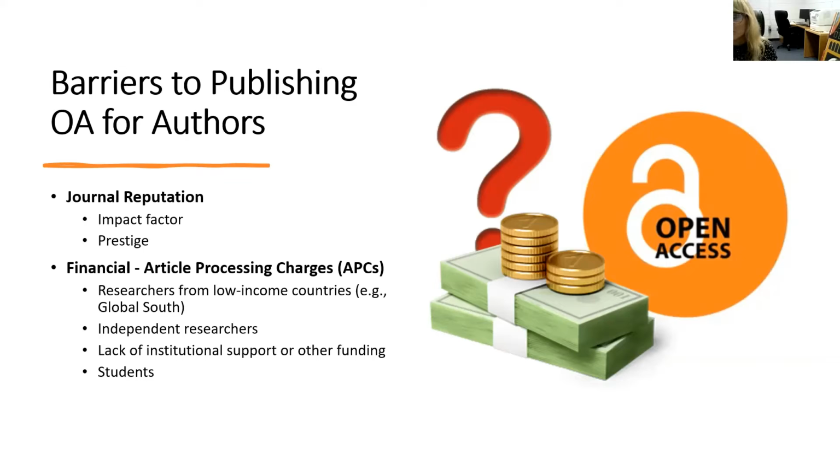And then we have the financial barrier. Although a lot of open access journals do not charge authors to publish, quite a few do charge article processing charges for authors to publish in these open access journals. And this is to offset the cost of what they're losing from subscription fees. However, this puts a large financial burden on many researchers, including independent researchers, researchers from the global south or low-income countries who have less access to financial resources, also students and others lacking institutional support or other funding.